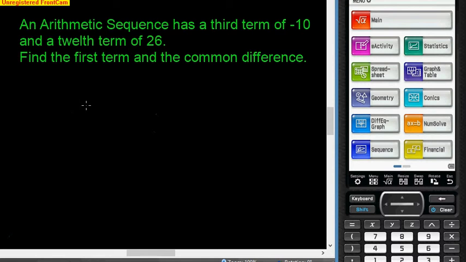Hello again. Here is an arithmetic sequence question. The arithmetic sequence has got a third term of minus 10 and a 12th term of 26. We've got to find the first term and the common difference. So we're going to be using our little equation that we've got for the nth term.